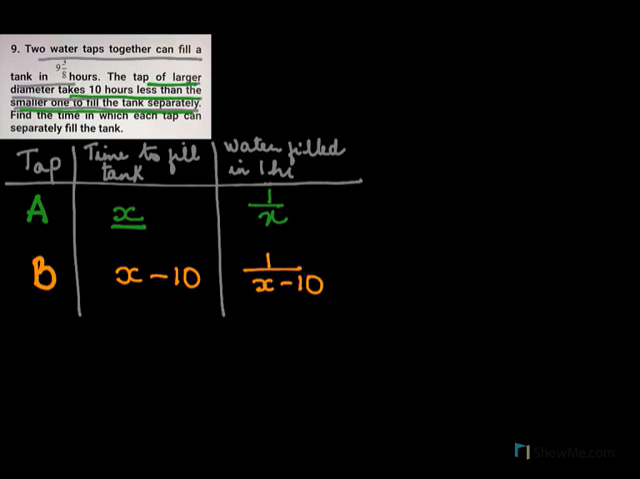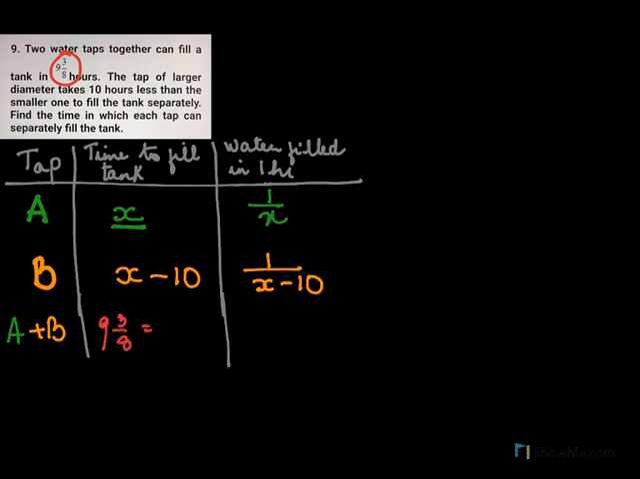And now they said together they take so much time. So together they take 9 3 by 8 hours, A plus B together. That is 9 into 8 plus 3, so 75 by 8 to fill the entire tank. So in 1 hour they would have filled the reciprocal of it, 8 by 75.